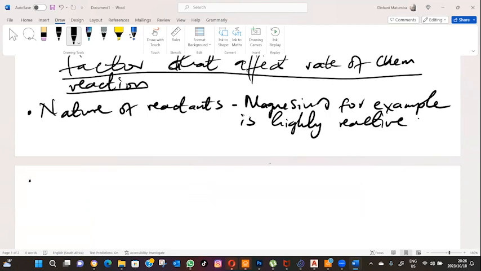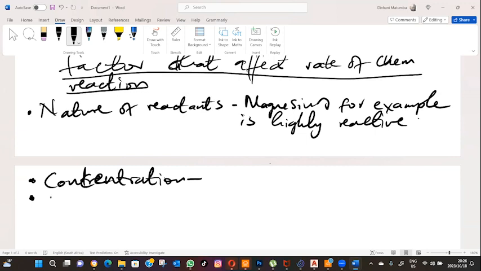Another factor is the concentration. Why does concentration increase the rate of reaction? It increases the rate of reaction because there's bigger surface area for contact in order for the reaction to start.